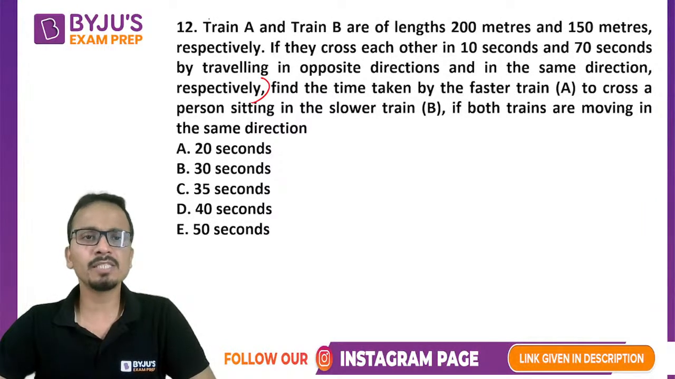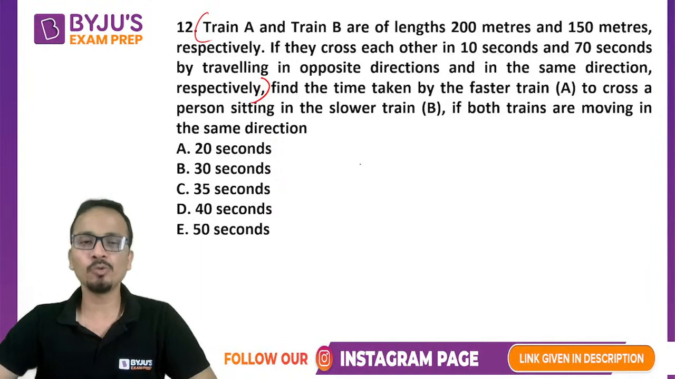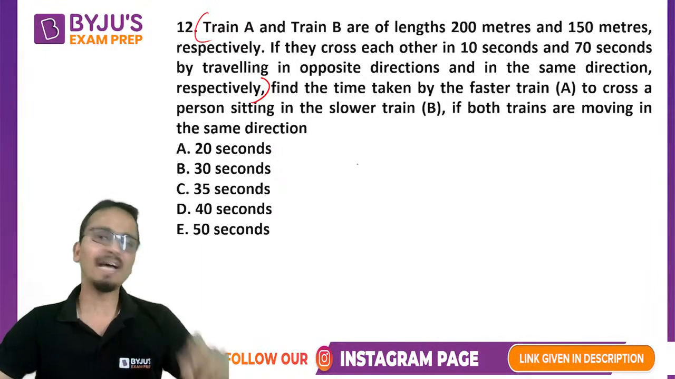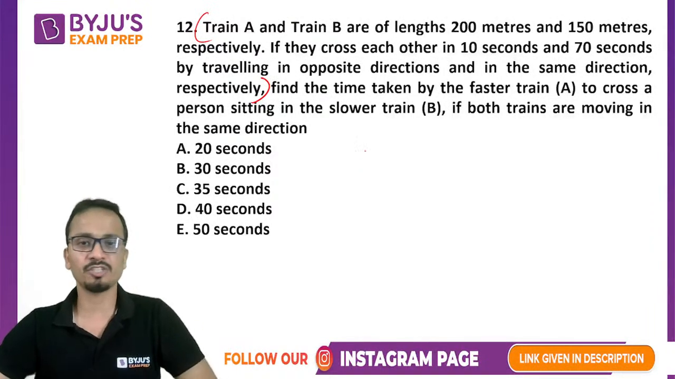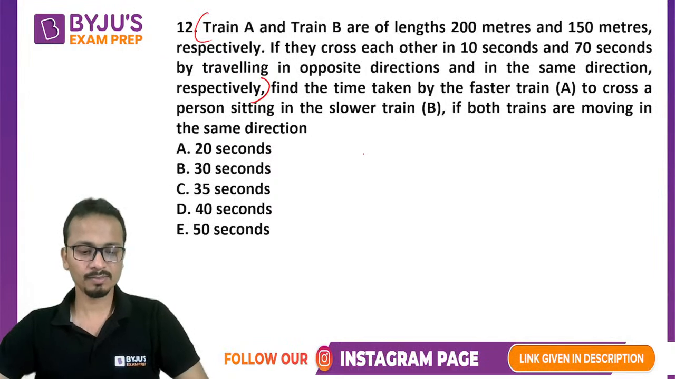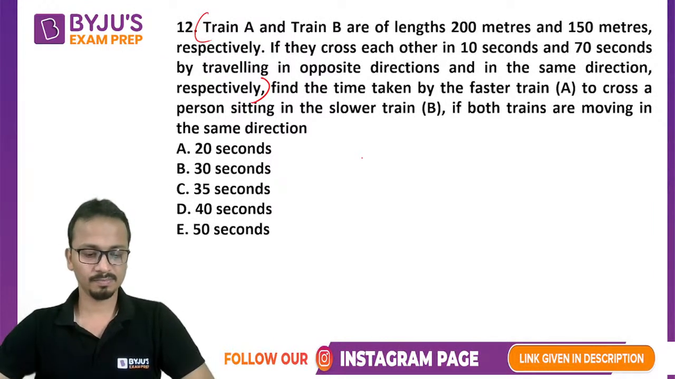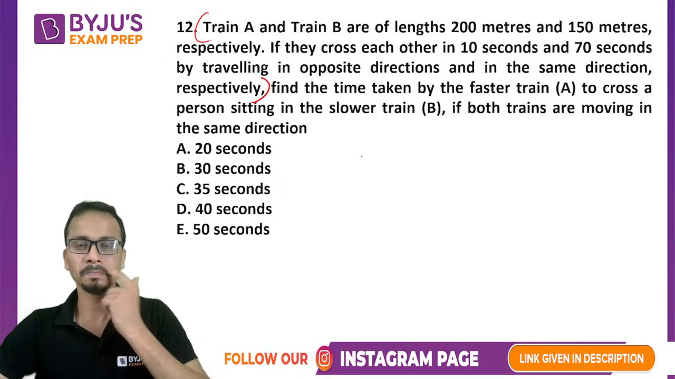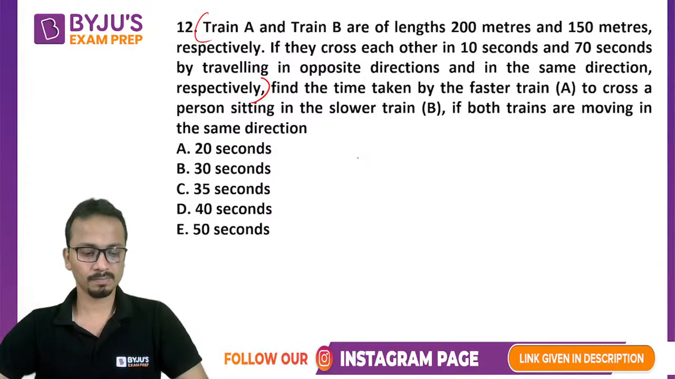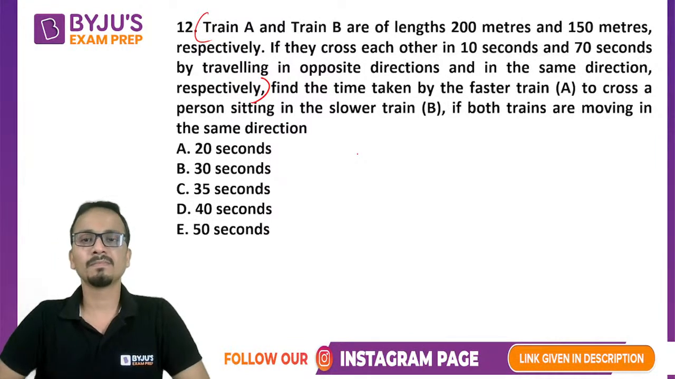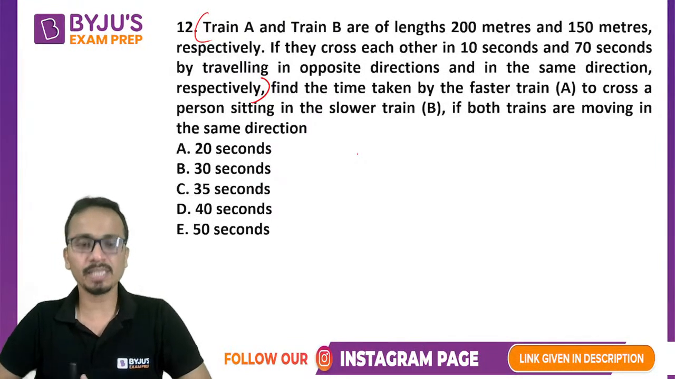So up till this point, the question is absolutely the same. So you can pick the values of the speeds of the trains from the previous question. Okay. Come on, people, write your answers. You don't have to do much in this case.